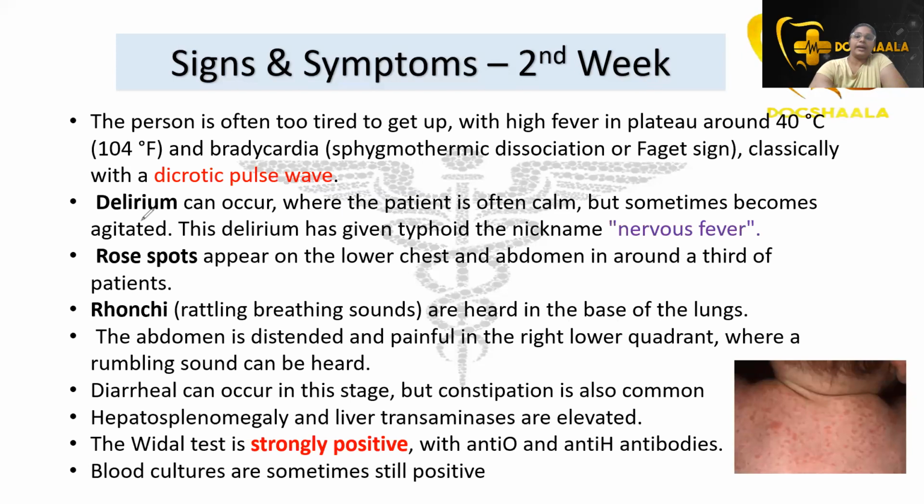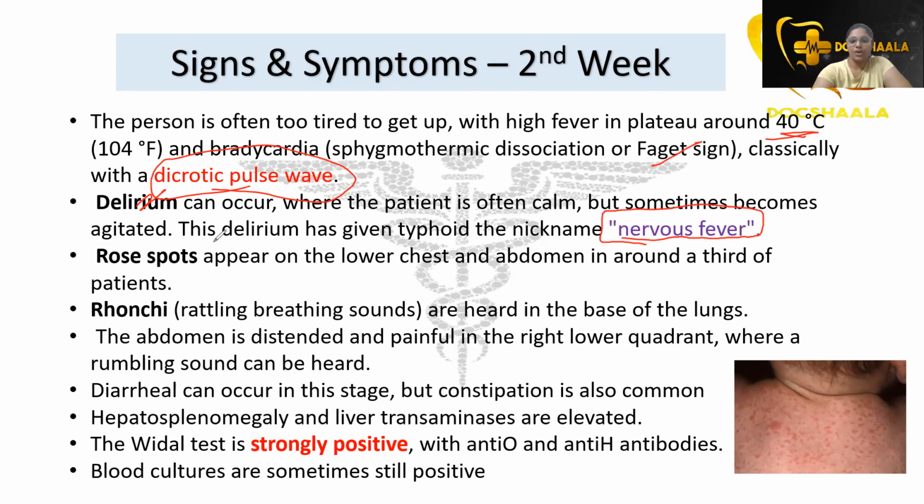The person is often too tired to get up, with high fever in a plateau around 40 degrees Celsius, and bradycardia, same Faget sign, classically with a dicrotic pulse wave. Delirium can occur. Delirium means the person is disoriented with the surroundings, and he might have agitation. Sometimes he might be calm, sometimes he might be agitated. Hence typhoid fever during the second week is given a nickname, nervous fever.